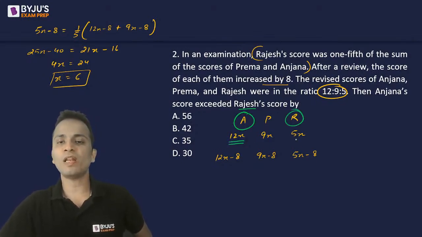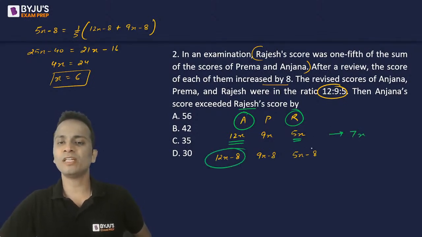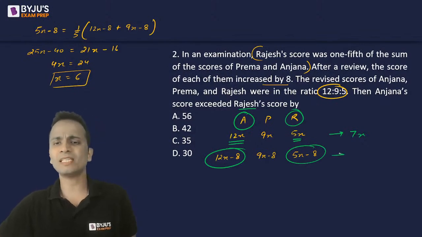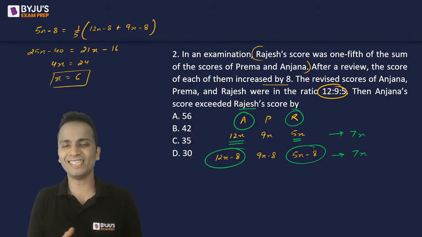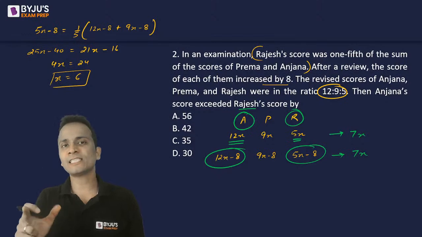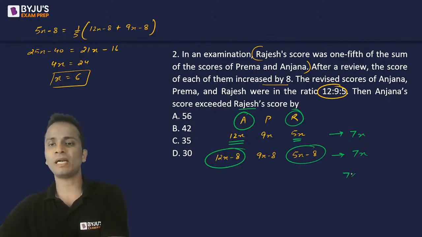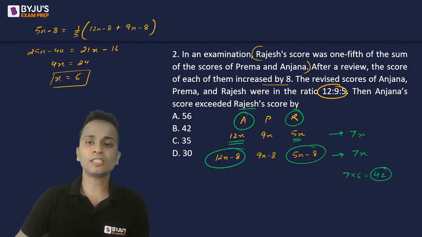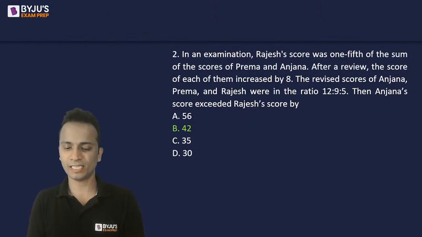Now the difference between 12x and 5x is 7x, and the difference between the scores before revision will be the same, right? The difference will remain the same because the change in the score is the same. So the difference between Anjana's and Rajesh's score will be equal to 7x, where the value of x is 6. So 7 multiplied by 6, the answer should be 42. That is option B, and yes, option B is the correct answer.